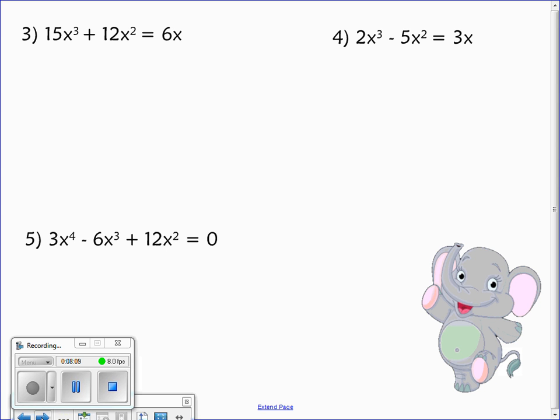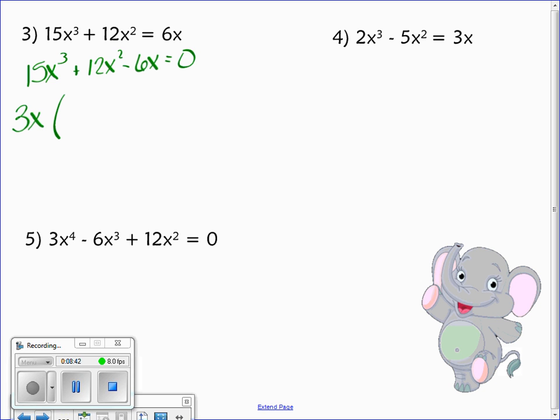All right. This packet that you have in front of you is like everything for next week, too. So we're not doing all of it today. All right, what about number 3? Move the 6x. All right, so we set it equal to 0. Then what? 3x.